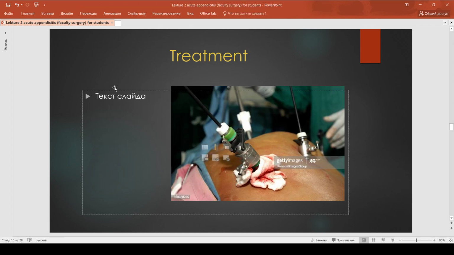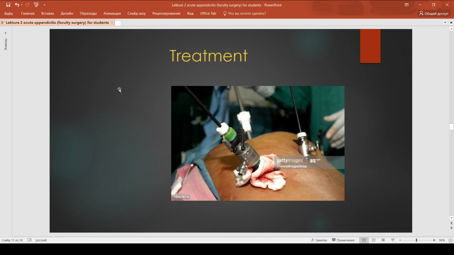So, treatment. The preferred approach to uncomplicated appendicitis, as you see on this picture, is surgery. We have another method, short course antibiotic treatment. A meta-analysis of the published data found that 26.5% of patients in the non-operative group required an appendectomy within 1 year.